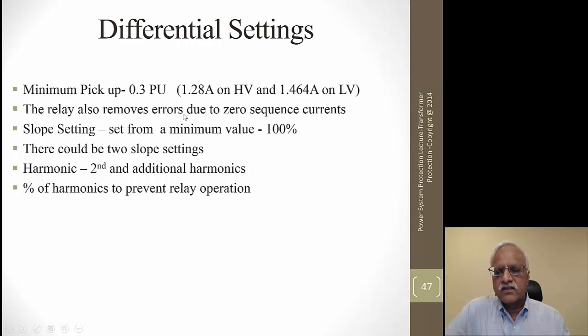The relay also removes errors due to zero sequence currents. Slope settings can be set from 0 to 100, whereas in electromechanical relays we had 15, 25, or 40 in our example. Second harmonic and additional harmonic restraints can be set. You can select any numbers. In the electromechanical relay, it was set to 20% in BDD. Here we select either 15 for second and then 15 for fourth. You can select different harmonics for operations. And then the percentage of harmonics to prevent relay operation, you can use the numbers. Now here I said harmonic can be second and fourth, and additional harmonics are available, and you can select the percentage.